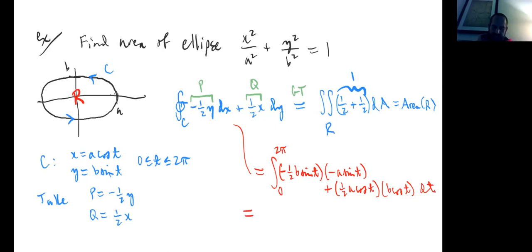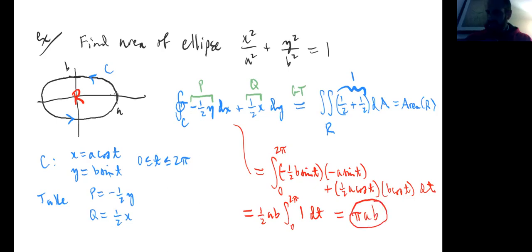Well, think about it. Minus is plus for that first product. You can factor out the a and the b and the 1/2 from everything. So this is 1/2 ab, the integral from 0 to 2 pi. And then you have sine squared plus cosine squared, but sine squared plus cosine squared is 1. Amazing. And the integral from 0 to 2 pi of 1 dt, that's just 2 pi. I divide that by 2 and I get pi. So look, we get pi times a times b.